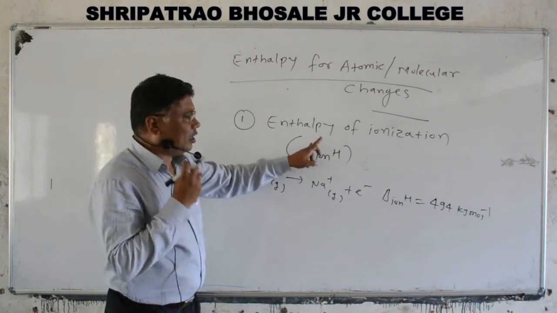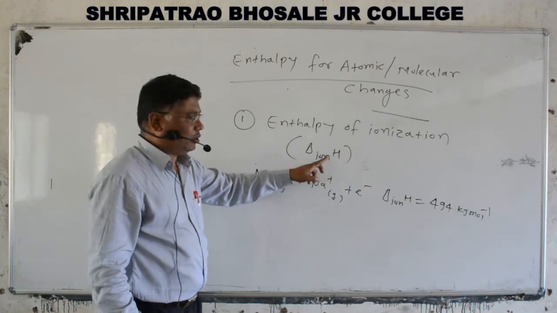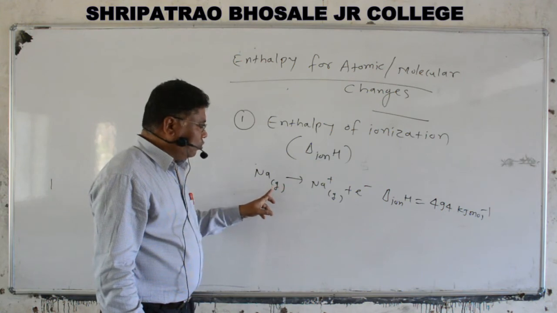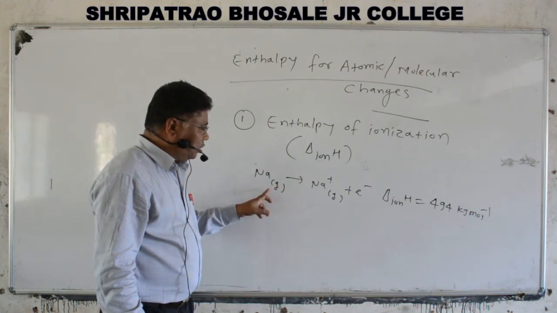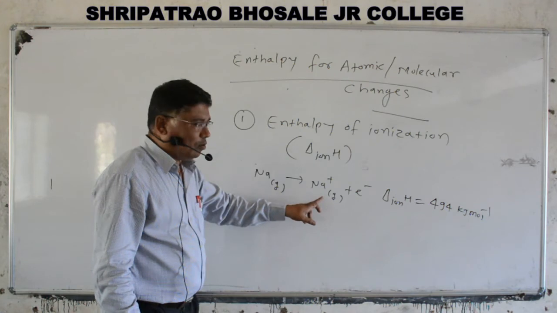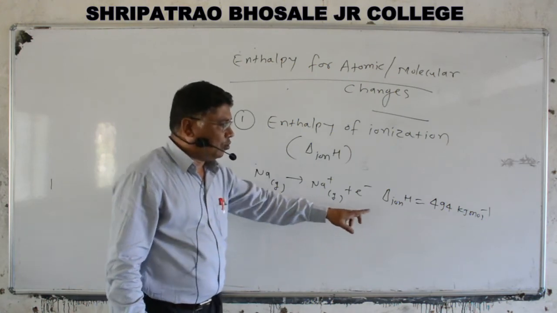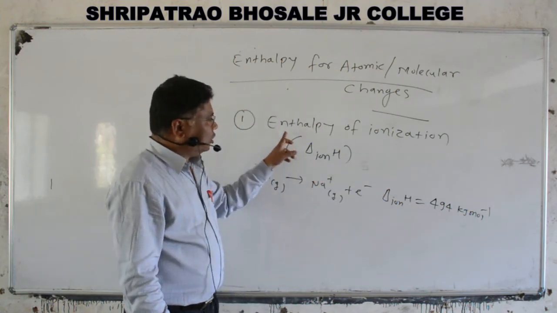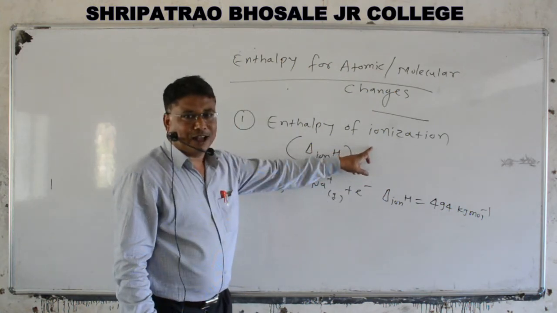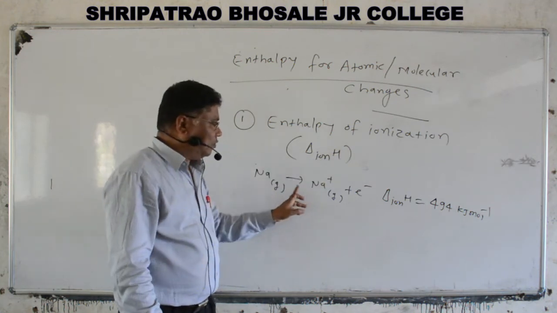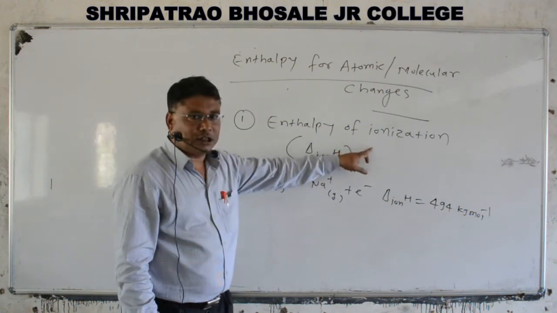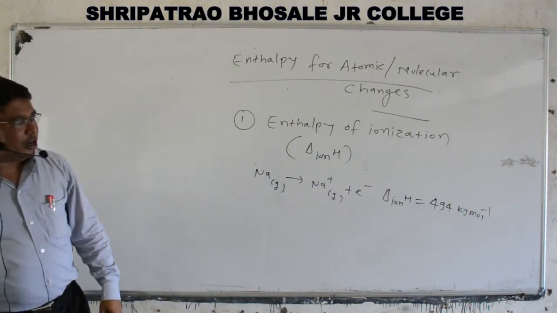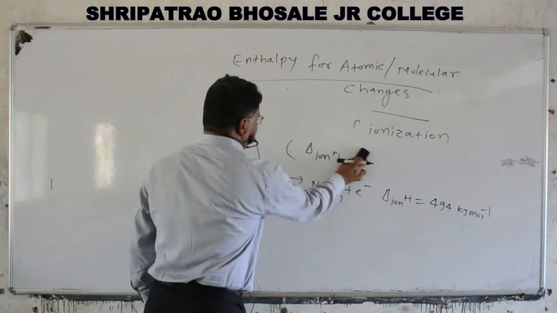This is called enthalpy of ionization. So, to remove one electron from a gaseous atom of sodium to form a gaseous ion of sodium, 494 kilojoule of heat is required. That's why it is called enthalpy of ionization. Atom is converted into ion, that is called ionization. Now, reverse of this is called electron gain enthalpy.